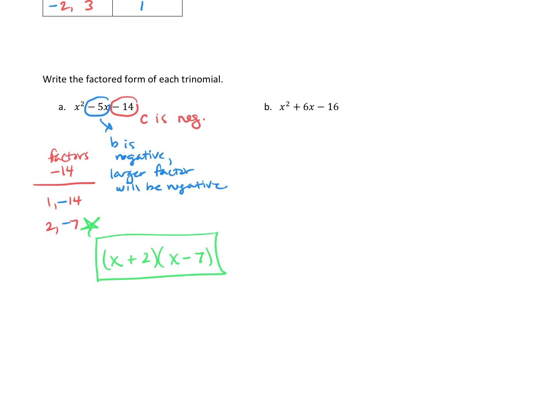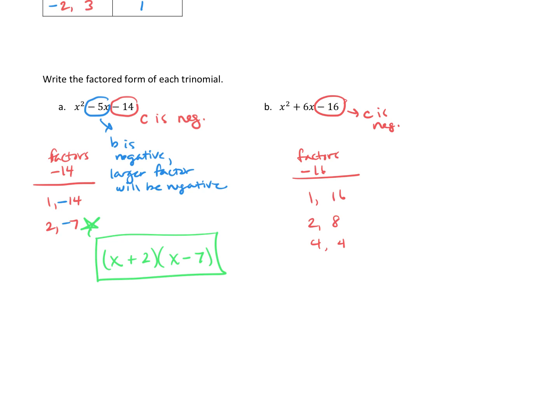All right, last one. The more we do of these, the more we get the hang of them. Hopefully you guys are getting used to looking at your c value first. C is negative. So what does that mean? Your factor pairs have to have a positive and a negative. So let's list our factors of 16. We've got 1 and 16, 2 and 8, 4 and 4, but it is a negative 16.